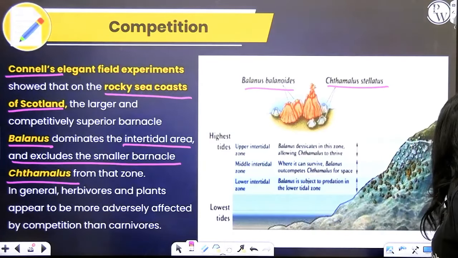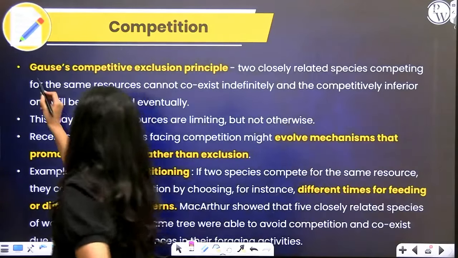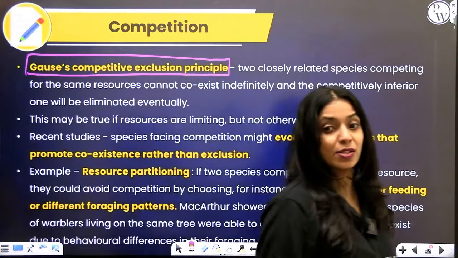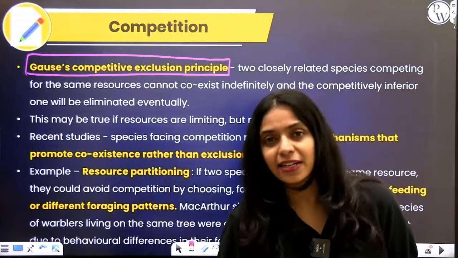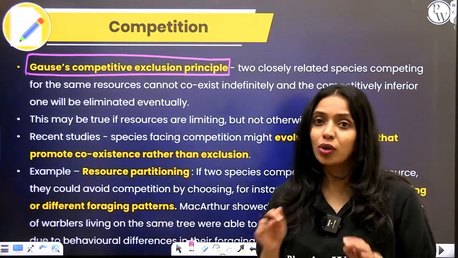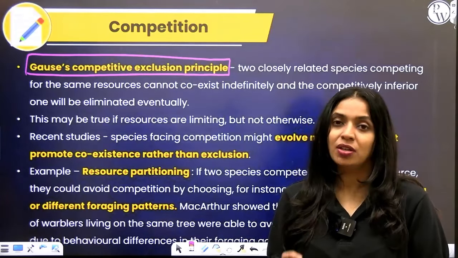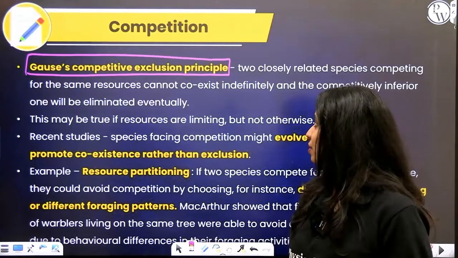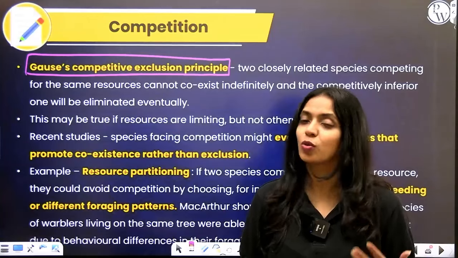So that's about competition. There's also one thing called Gause's competitive exclusion principle. This is very important. Several times in competitive exams, you are asked questions from this concept. What is Gause's competitive exclusion principle? Whenever two closely related species are present in an area and they're competing for the same resource, they cannot coexist in that area forever. Eventually, one population which is competitively superior is going to outcompete the other, and exclude it from that particular area, is what Gause's competitive exclusion principle says.